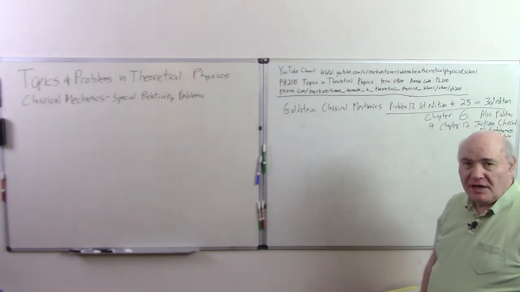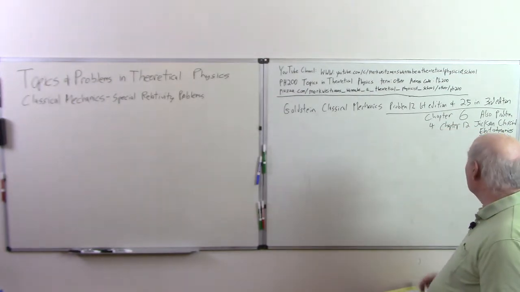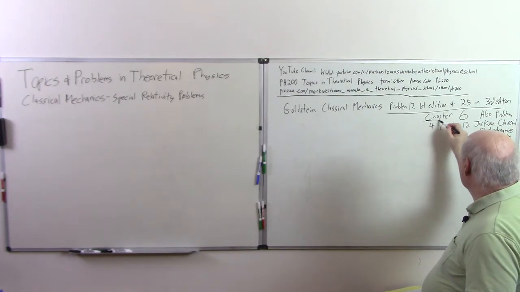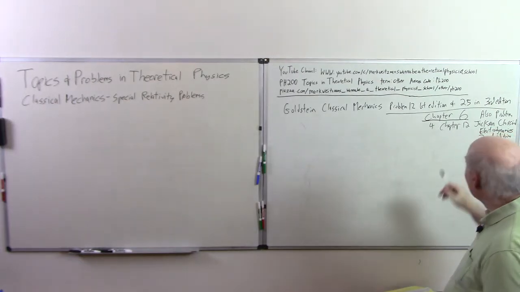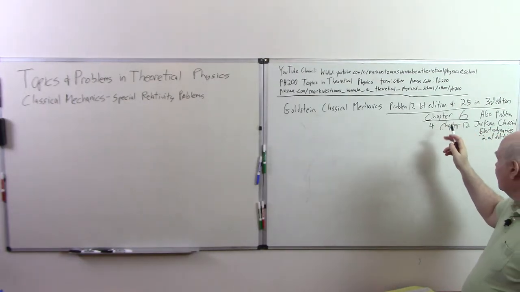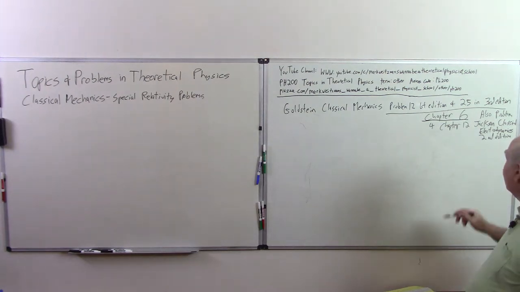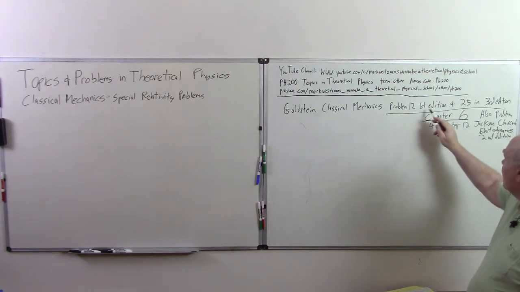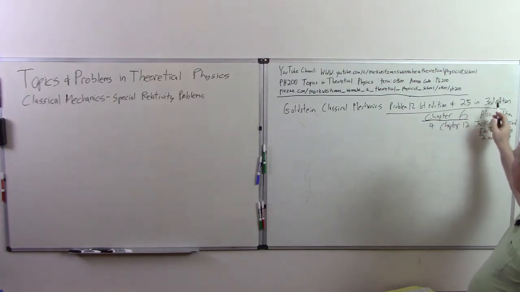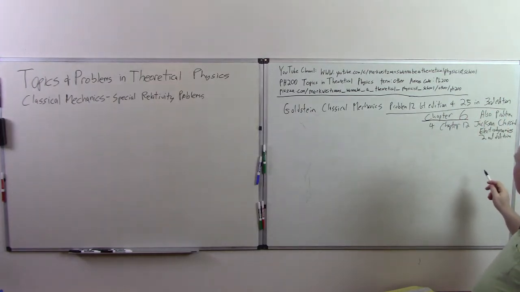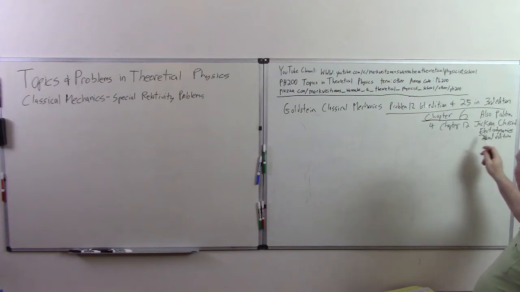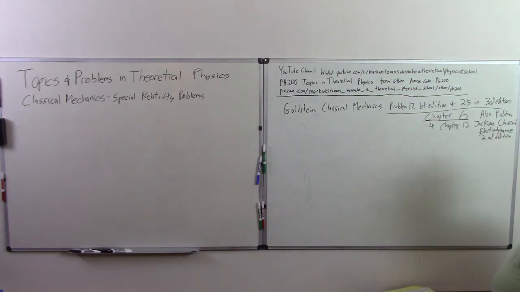I want to do another problem from Goldstein. Last time I left off that it's chapter 6, special relativity, at least in the first edition. I think it might be chapter 7 in the second edition because they rearranged the chapters. But anyway, this is problem 12 in the first edition, 25 in the third edition of Goldstein. It's also problem 4 in chapter 12 of Jackson's book on classical electrodynamics, the second edition.